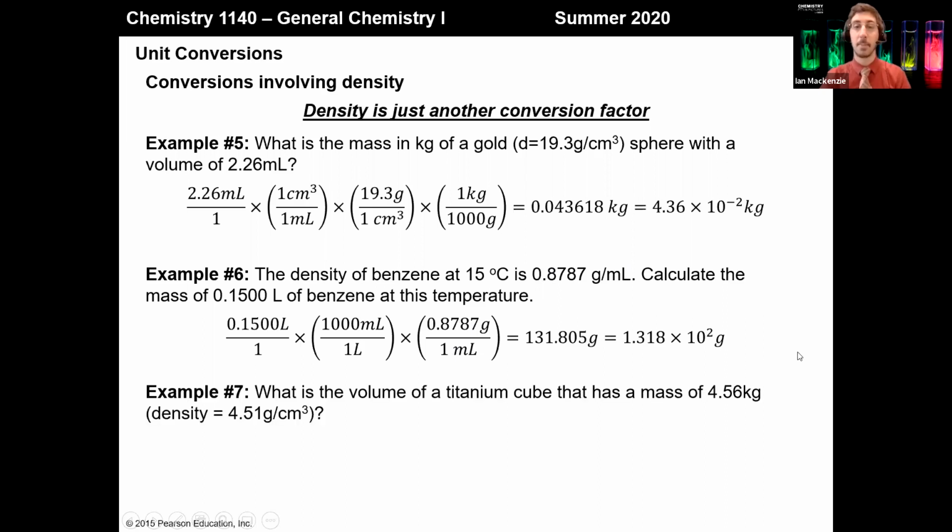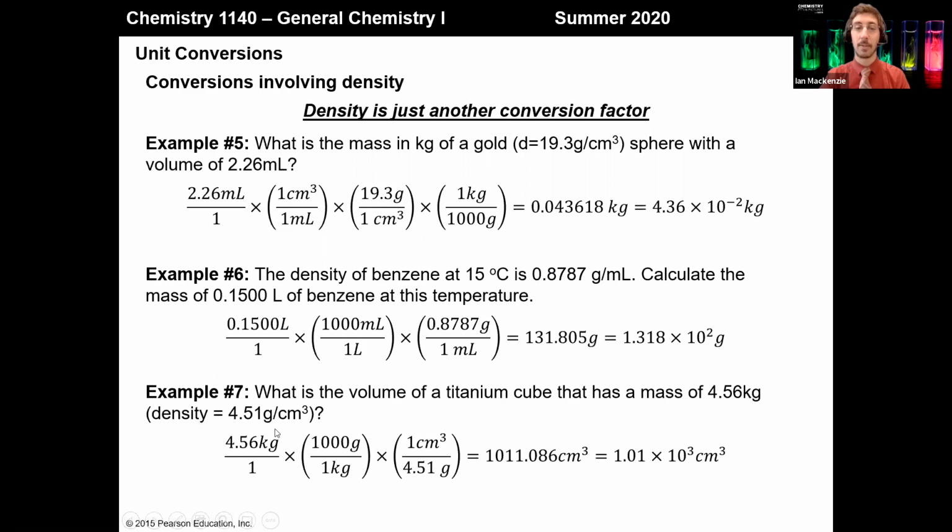Very last example using density. What's the volume of a titanium cube that has a mass of 4.56 kilograms? And I'm given the density. This is my given value, the 4.56 kilograms. Set that in the top left.